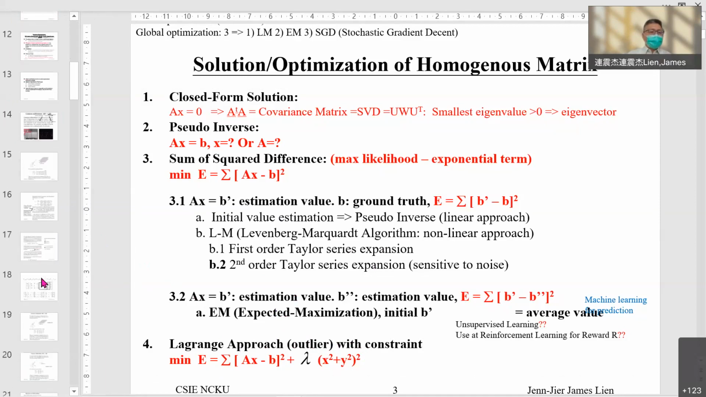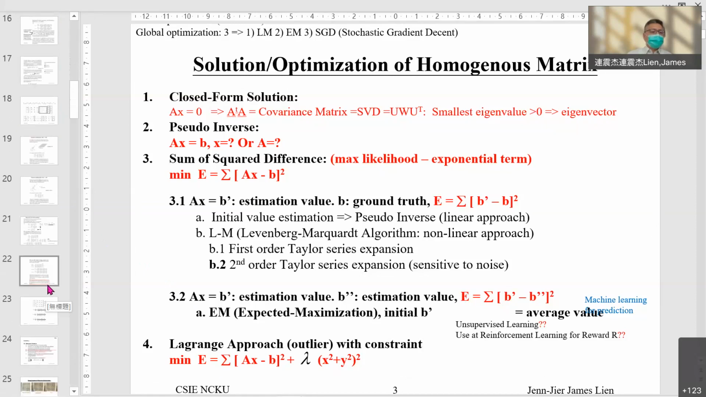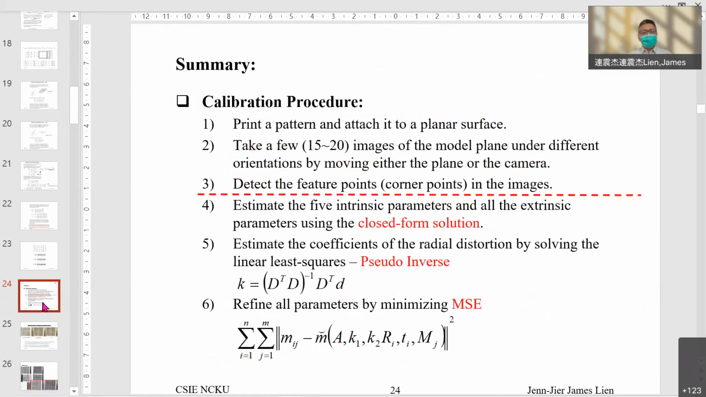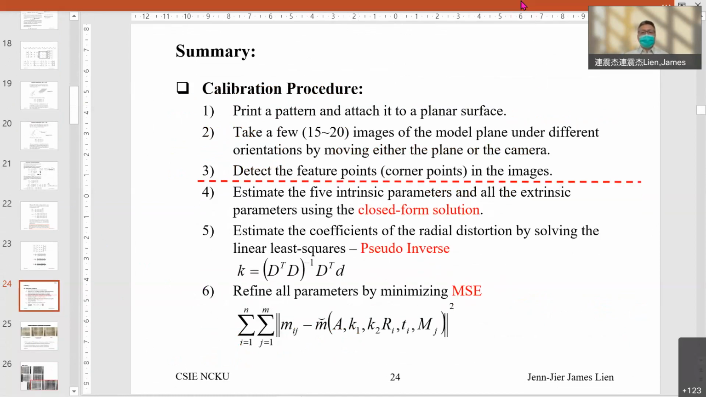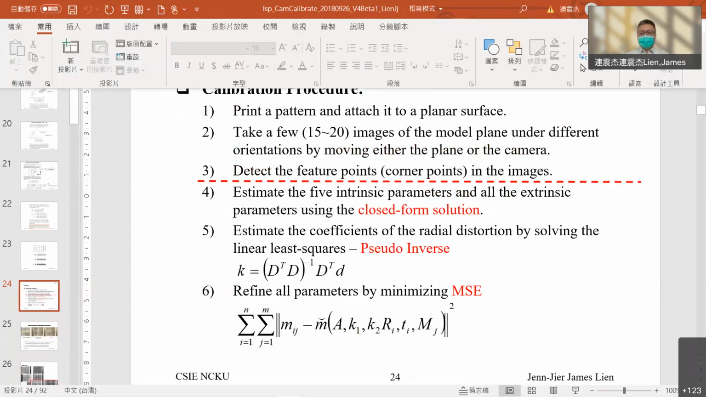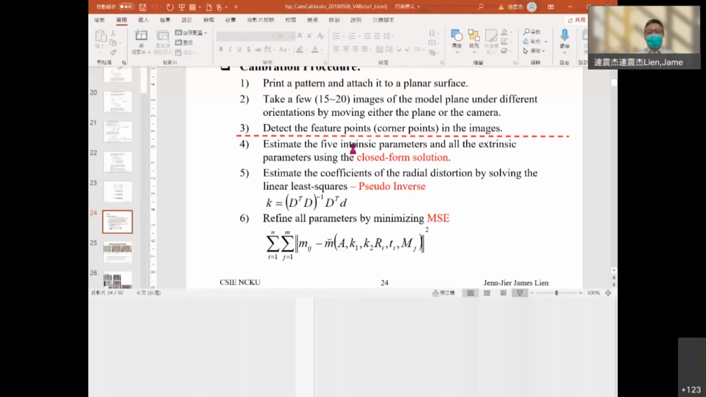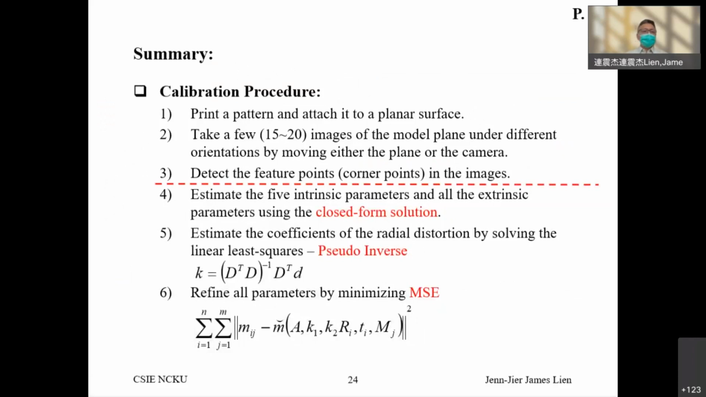So we start talking about the calibration, and we move to page 24. So this one is for calibration. Okay. So for the calibration, the first, this is from the paper. I just copied the paper out, but I reorganized it.